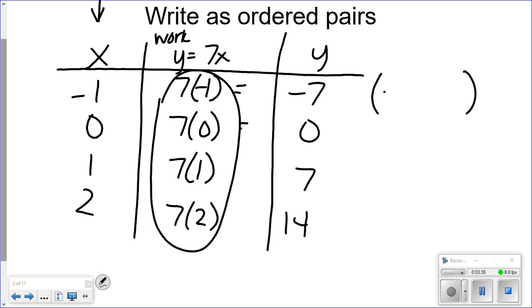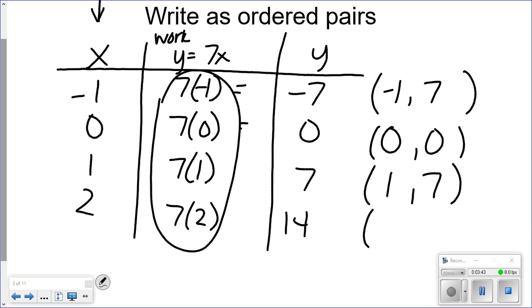So your X here was -1, your Y was -7. Your X here was 0, your Y was 0. Your X here was 1, and your Y was 7, and your X was 2, and your Y was 14. This is writing your answers in pairs.